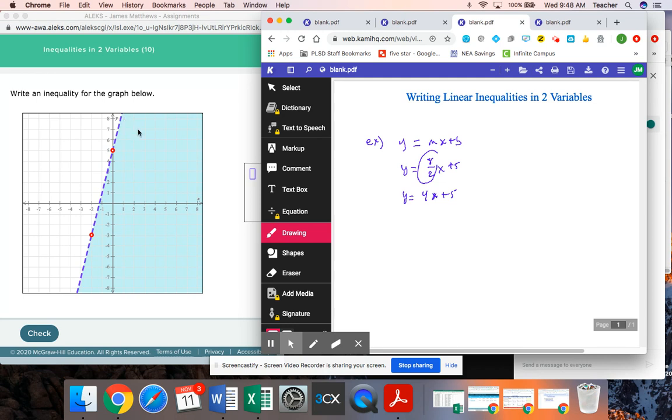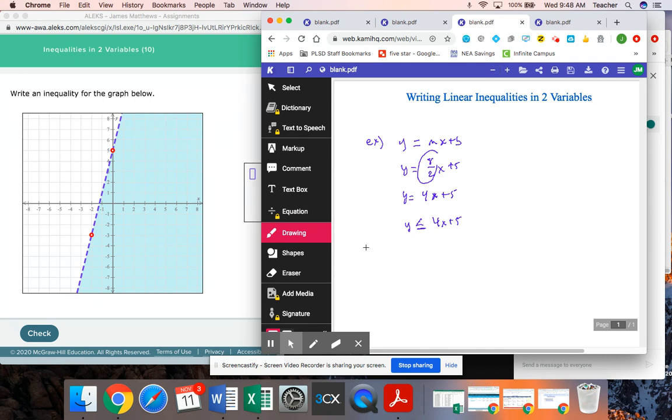Now I'm looking at this and I've already established that this is an inequality, so I need a less than or equal to, that kind of thing. Now this line is dotted, so whatever it is going to be equal to 4x plus 5. I just need to know if this represents all the solutions that are greater than this line, or the solutions that are less than this line. By looking at it, because of the way it's drawn, I'm thinking that it is less than. All of my y's are less than the line.